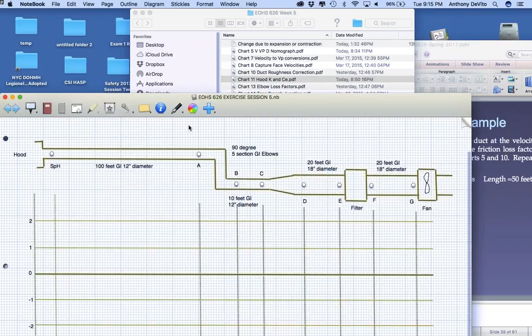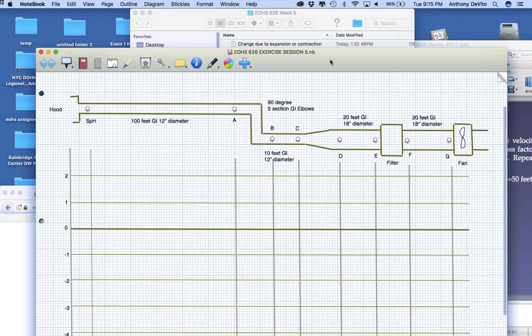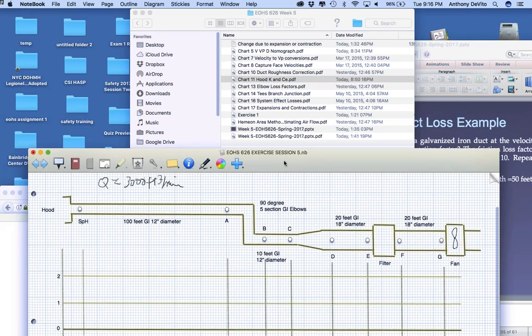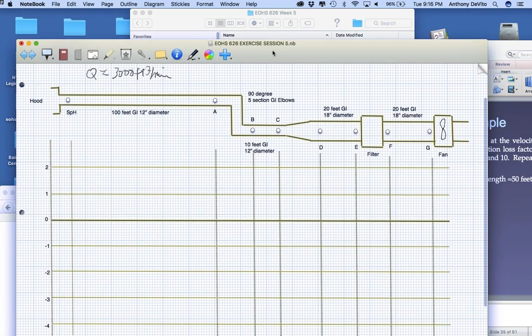12 times 250, 3,000. Okay, so we want our Q to be equal to 3,000 cubic feet per minute, right? That's Q. So we're going to take a look at this now, and what's our K factor for this hood? Do you guys remember it? 0.5, right? It was 0.5.